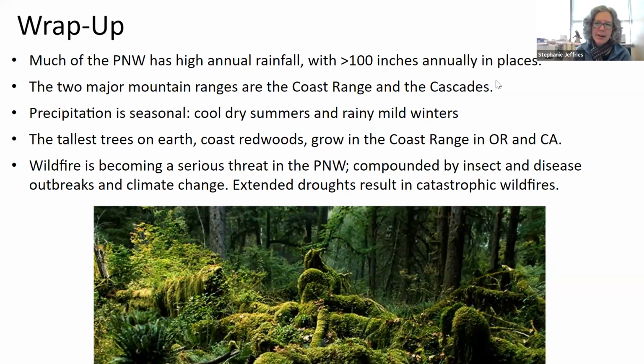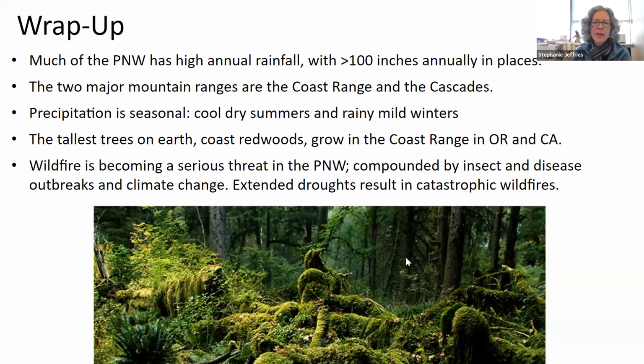The Coast Range extends down quite far into California, while the Cascades are further inland, a little bit higher, with a little bit lower rainfall. And really importantly for both ranges, the precipitation is seasonal. So you've got dry summers, most of the rainfall falls in the wintertime, and temperatures are pretty moderate. The Coast Range is home to the tallest trees in the world. So coast redwoods, and Hyperion grows in California. I think in Redwood National Park is where it is.